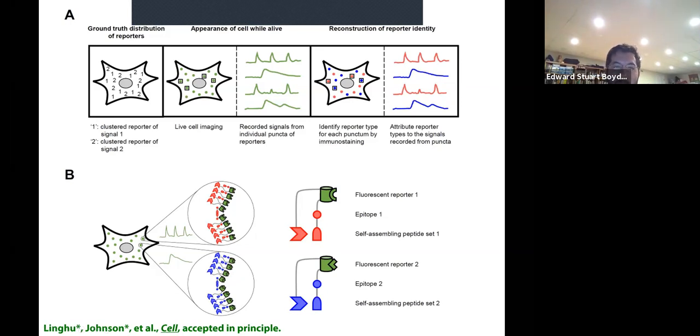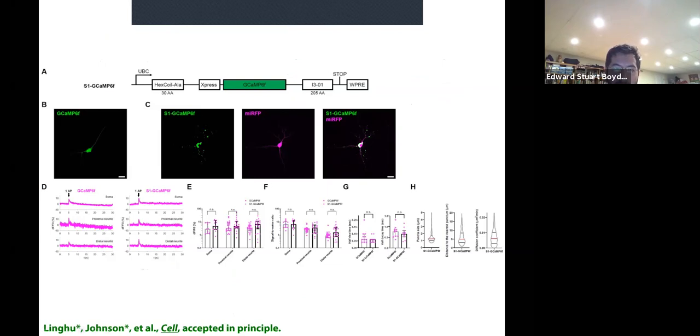Here's an example of a calcium indicator, GCaMP6. We fuse it to a pair of self-assembling peptides. Normally, GCaMP6 will go throughout the cell. But here, where my mouse is pointing, you can see it'll self-assemble into small clusters.